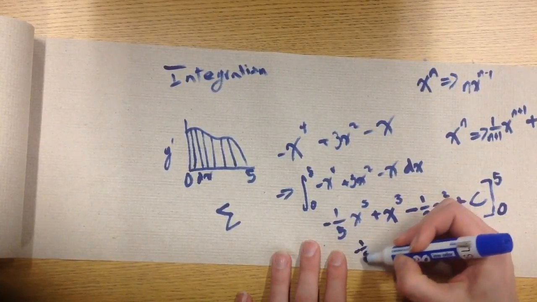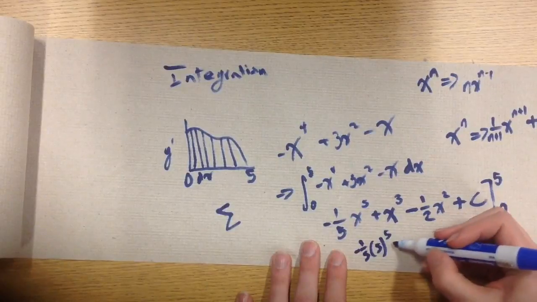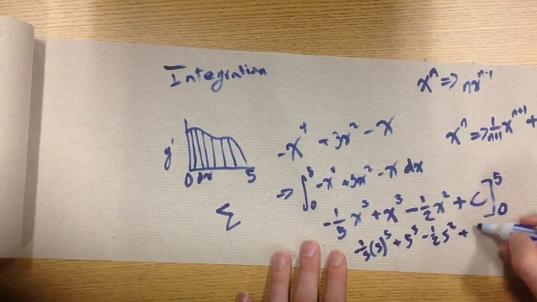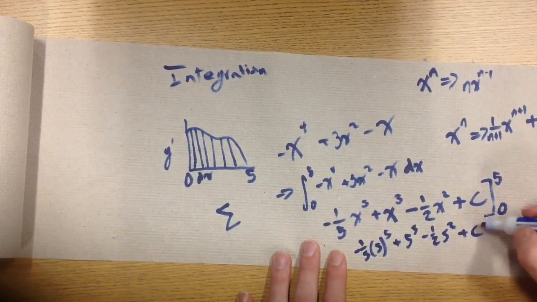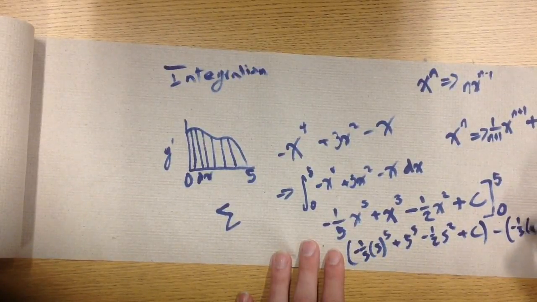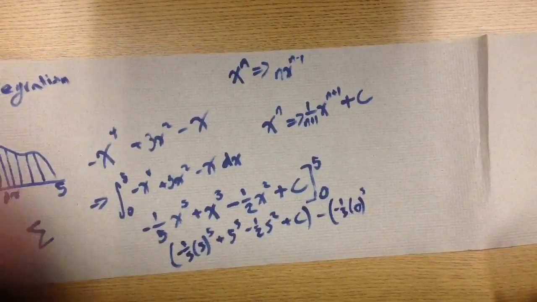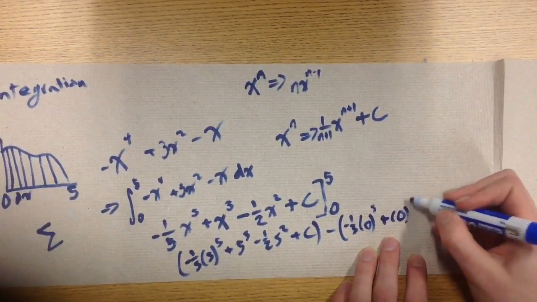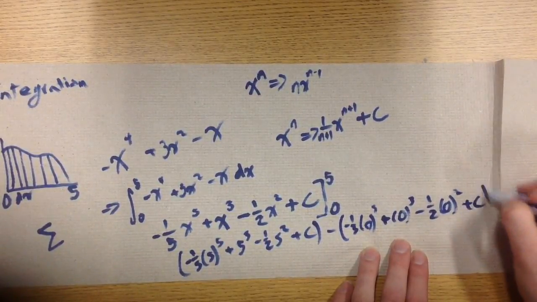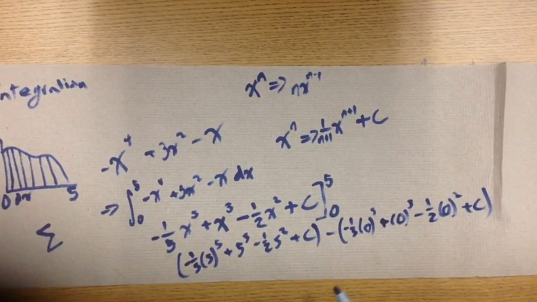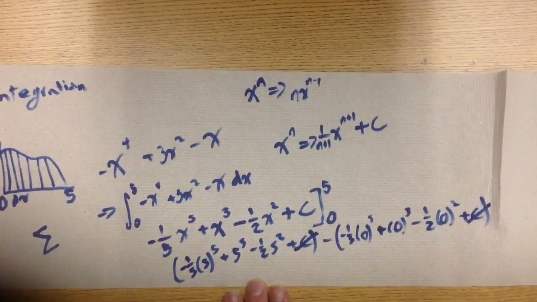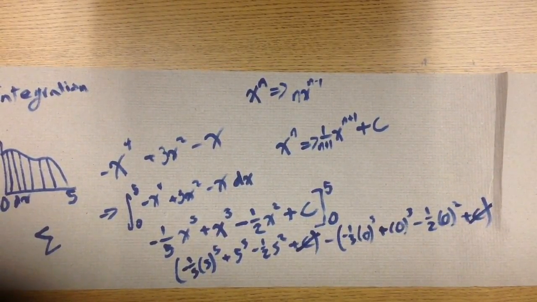So we go negative 1/5 of 5 to the fifth plus 5 cubed minus 1/2 of 5 squared plus c, which is a constant, of course, minus negative 1/5 of 0 to the fifth plus 0 cubed minus 1/2 of 0 squared plus c. There's a couple things we can do right off the bat. First, we can get rid of these c's because they're going to be the same constant, and c minus c is always going to be 0.